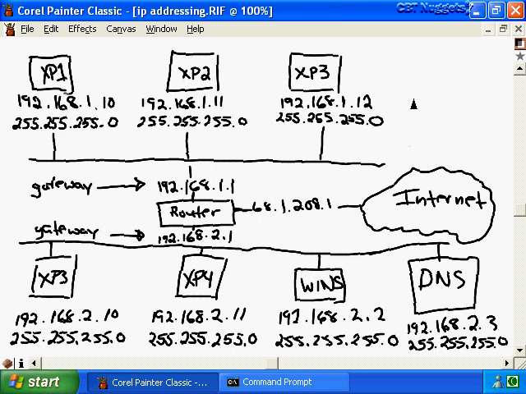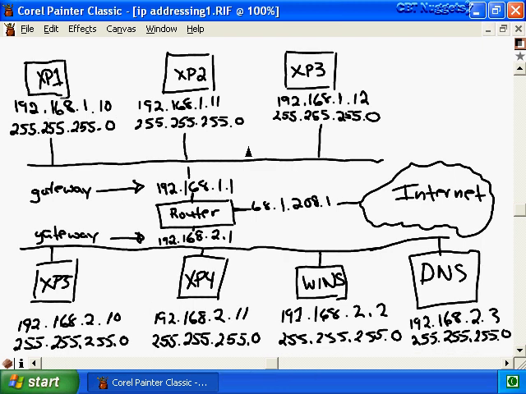So the question that remains is, how does the computer know that it's supposed to use the gateway in the first place to get from its network to other networks? Computers are able to determine that the destination computer it's trying to reach is on its local network or on a remote network by comparing the network portion of its IP address to that of the destination computer.